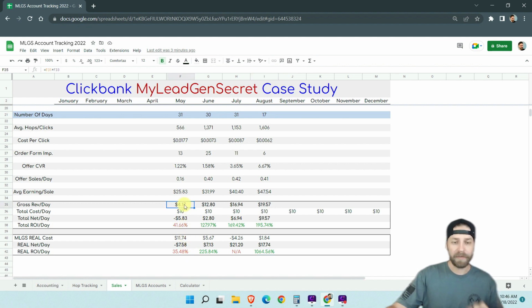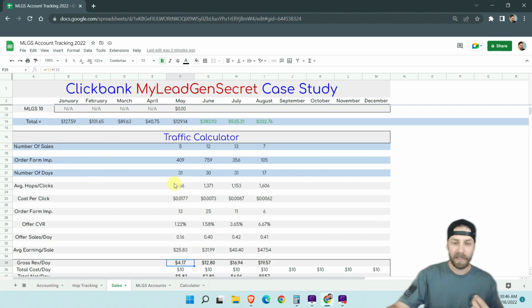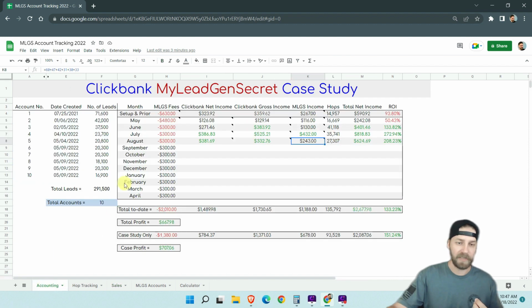My total revenue based on these real-time calculations: my 5 sales I earned that month, my 409 order form impressions, and there were 31 days in that month. I was able to calculate this. I had a higher cost per click, but I also had an additional expense because I had those setup fees in May for 6 accounts.